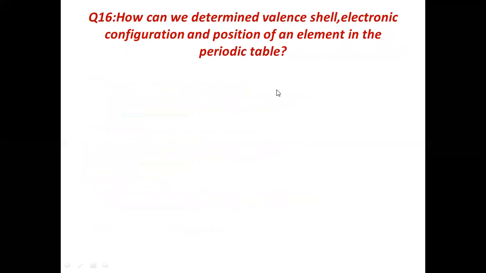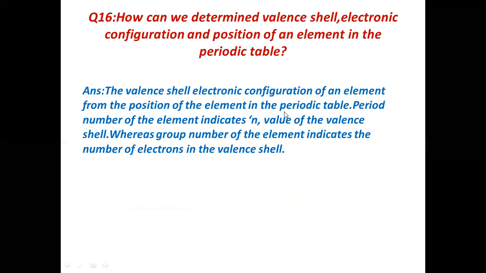Question number 16. How can we determine the valence shell electronic configuration and position of an element in the periodic table? The valence shell electronic configuration of an element can be determined from the position of the element in the periodic table. The period number of the element indicates the n value of the valence shell, whereas the group number of the element indicates the number of electrons in the valence shell. So if it is group number 1, all the elements present in group number 1A have 1 electron in their outermost shell. Group number 2 has 2 electrons, then 3, and so on and so forth. So the group number indicates the number of valence electrons, and the n value indicates the value of the valence shell.